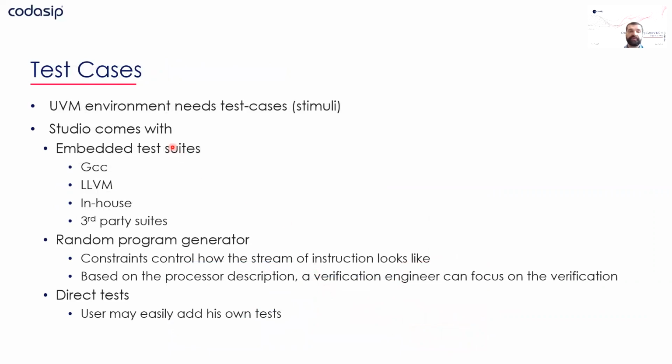Studio comes with 3 basic sources. One is that we have embedded test suites or torture suites, if you will, inside of the studio that are based on the GCC, LLVM, some in-house suites, and then of course third-party suites such as Supertest, for instance. This comes or may come with the studio, and you, as a user, as a designer or verification engineer, can leverage these embedded suites fully automatically. So you just click on the button, and then these tests are used for verification or testing.